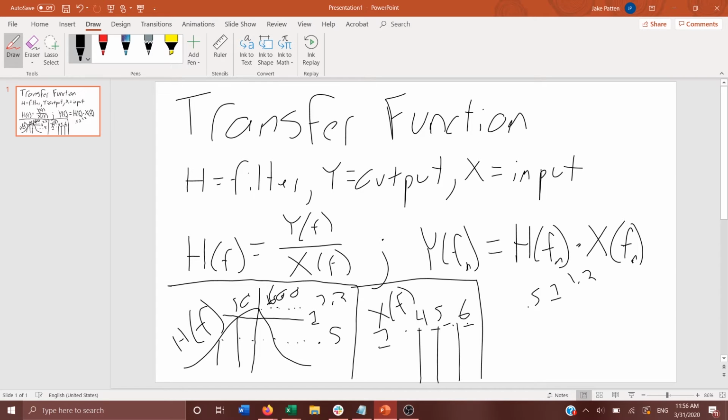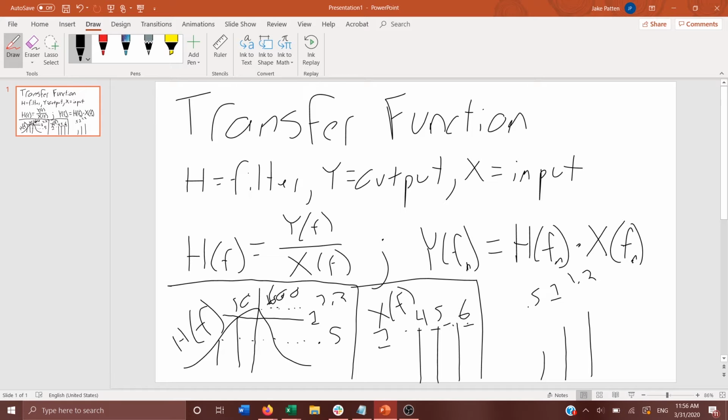And so we'll have 0.5, 1, and 1.2. So the filter has this whole range. It's doing things to every frequency. Our input only has these 3 frequencies. And so then our output is only going to have those 3 frequencies.